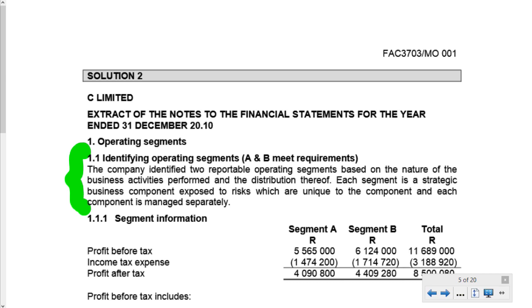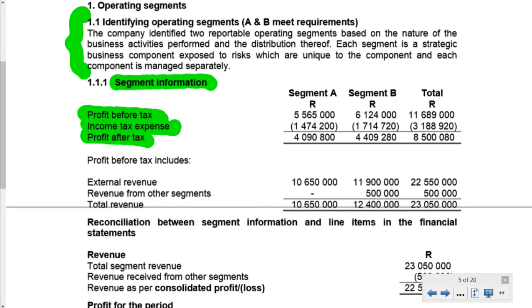Then we present segment information. The kind of segment information we present is profit before tax, tax, profit after tax. We also present revenue, and we split it between external and between the companies in the group, inter-segment.